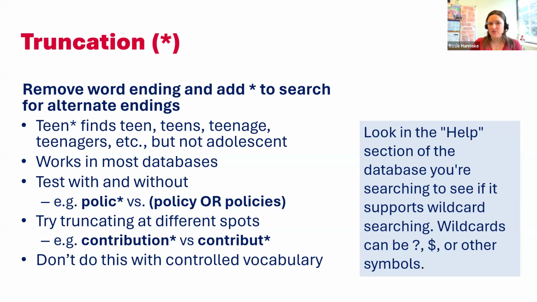We're not going to use this with controlled vocabulary, which is our MeSH terms, because with MeSH terms, there's only one official term that PubMed uses for a certain concept. So the MeSH term for teenagers is adolescent. It's not going to be any variation of that word. It's always going to be written the same. So you don't use truncation with the MeSH terms.